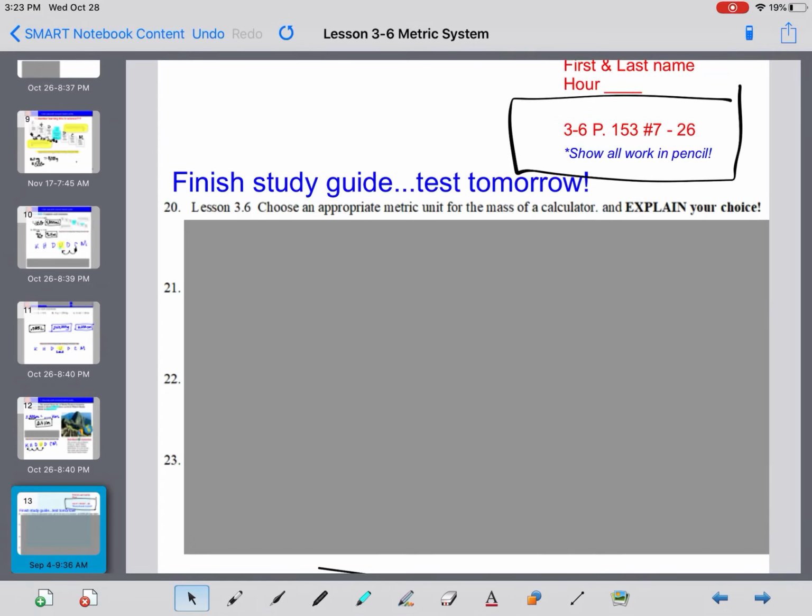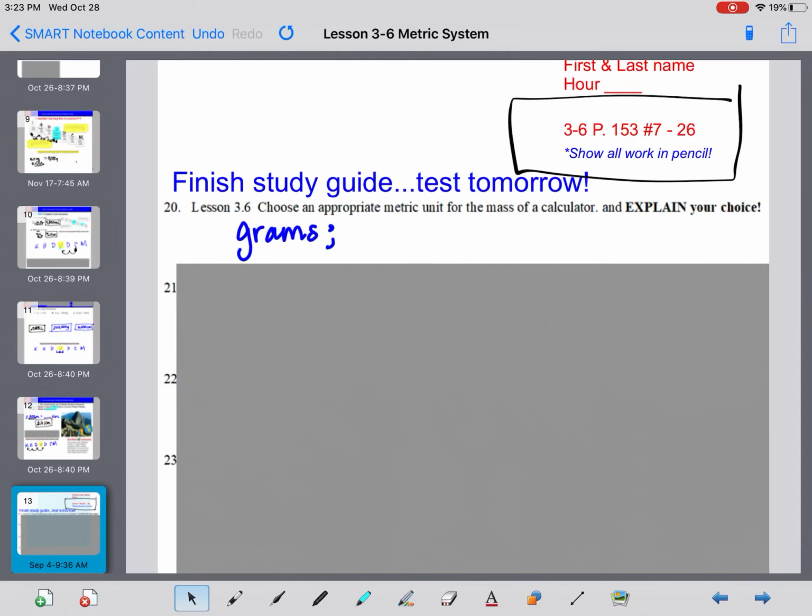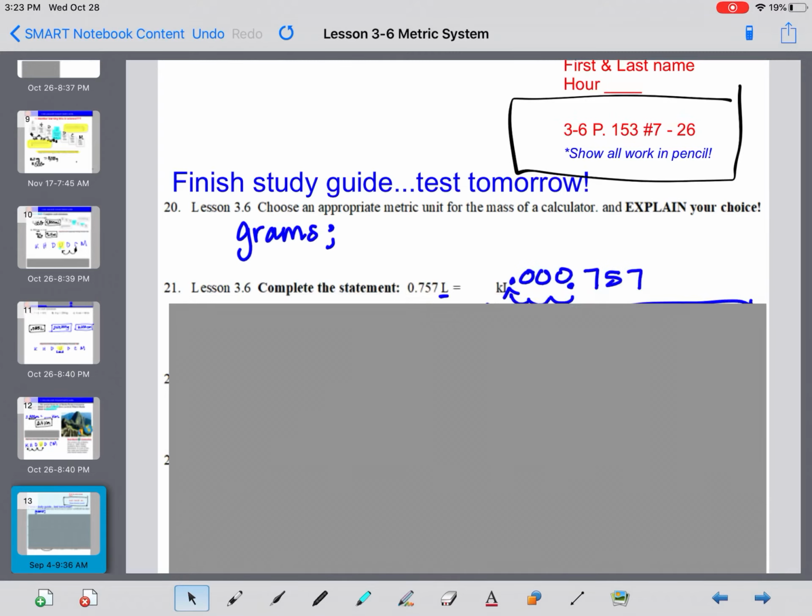All right, for the first one, choose an appropriate metric unit for the mass of a calculator. I chose grams because kilograms would be like half of the weight of a textbook, and that's much larger than a calculator. And so the next one down would be grams. So I would use grams.